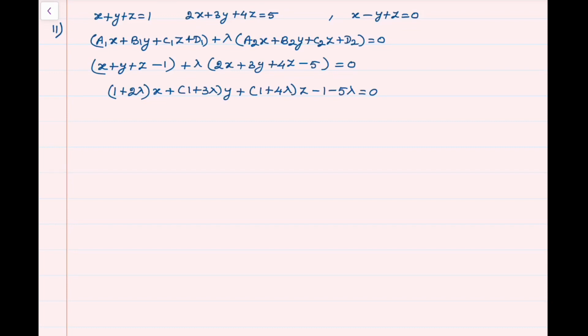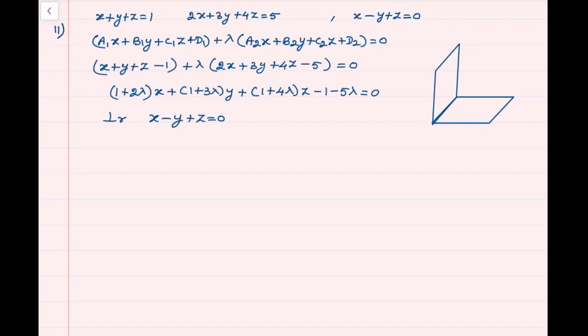Now, to find the value of lambda, the condition given is x minus y plus z is equal to 0 is perpendicular to this plane. So, the perpendicular plane is x minus y plus z is equal to 0. If two planes are perpendicular, their normals are also perpendicular. Consider these two perpendicular planes. Their normals are also perpendicular.